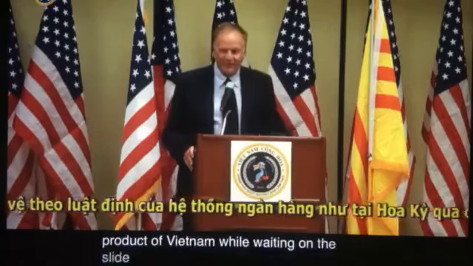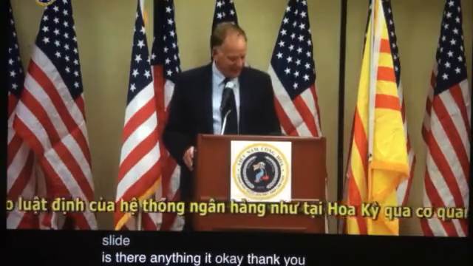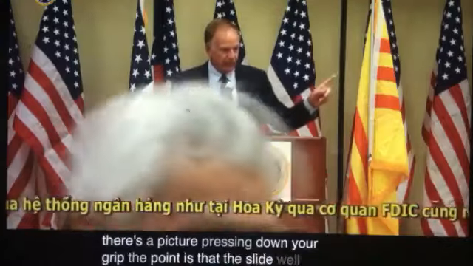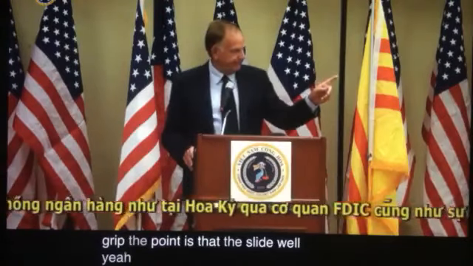While we're waiting on the slide, it is released, okay, thank you. I can't see it, but the first slide has a picture of President Dow and a crypto coin. Is that the slide we're looking at? Not yet.